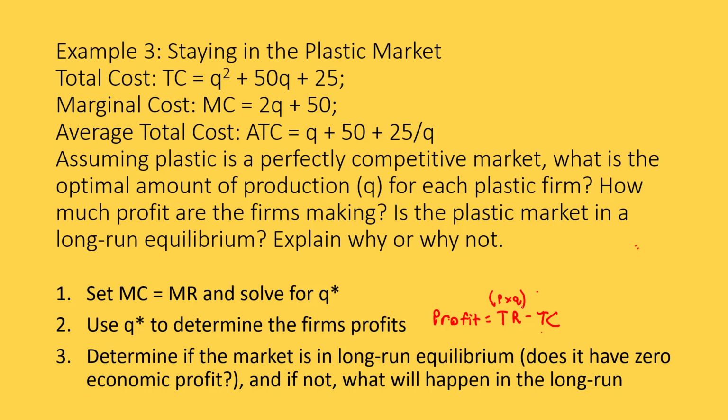And then from there you can determine if the market is in long-run equilibrium, and the way you figure that out is if it has zero economic profit, then it is in long-run equilibrium. If it has a positive economic profit, then it is not in long-run equilibrium, and you can expect firms to jump in and enter this market, competing away those positive economic profits. If it is making a negative profit, or what we call an economic loss, it is also not in long-run equilibrium, and you can expect firms to leave the market until the remaining firms are making zero economic profit.